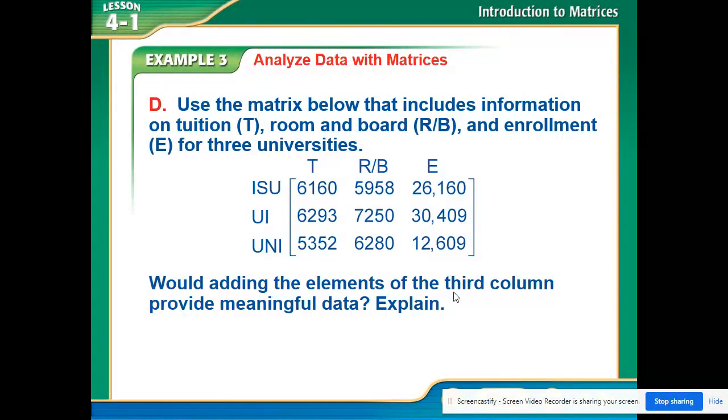What about here? Would adding up the third column mean anything? Sure, it would. It would be the amount of kids that are going to school in Iowa this year. So you can add up all of these in those three universities, and they can show it.